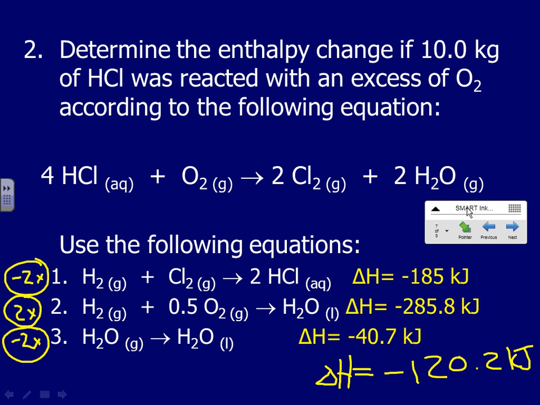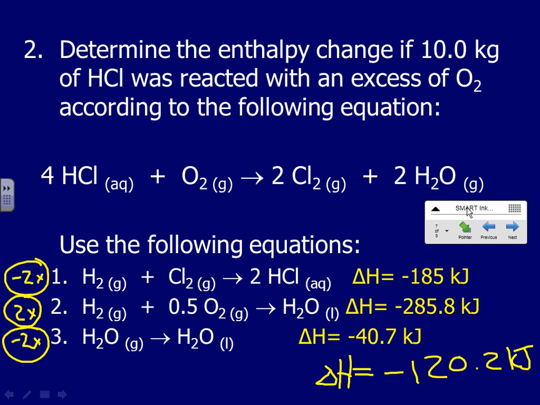What do we have for energy? 10 kilograms. How much energy do we get? Kilojoules, what are we dealing with? 3 significant digits, negative 8230 kilojoules for 10 kilograms of that reactant.